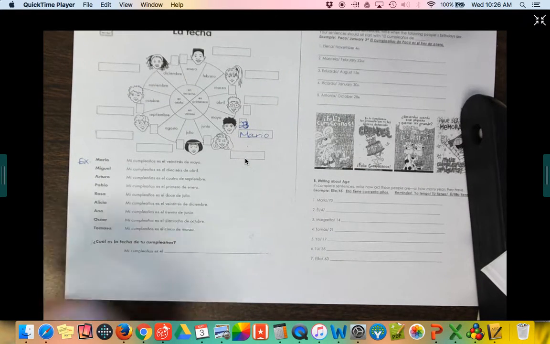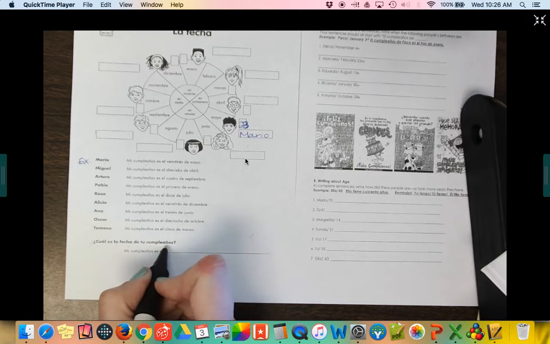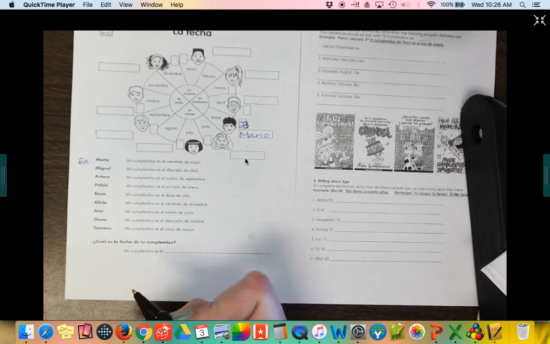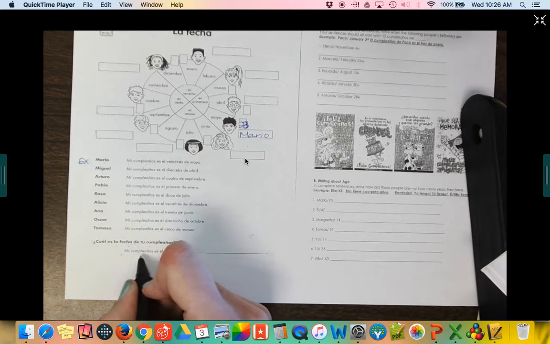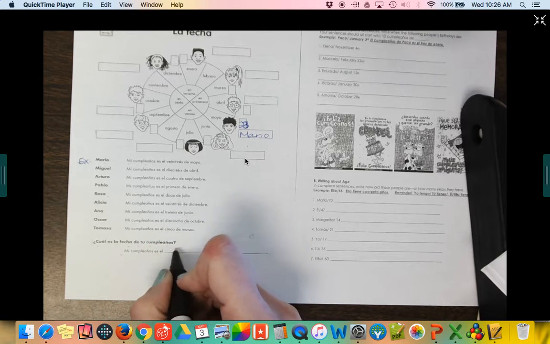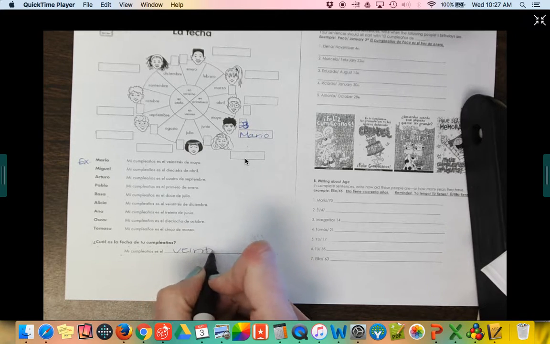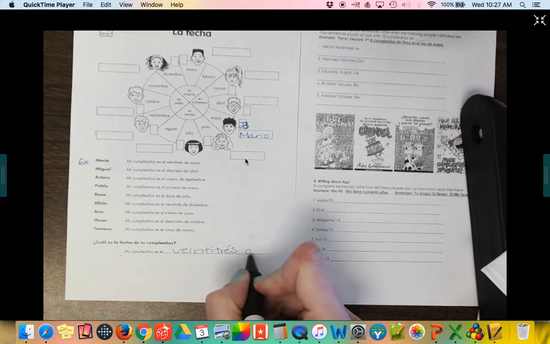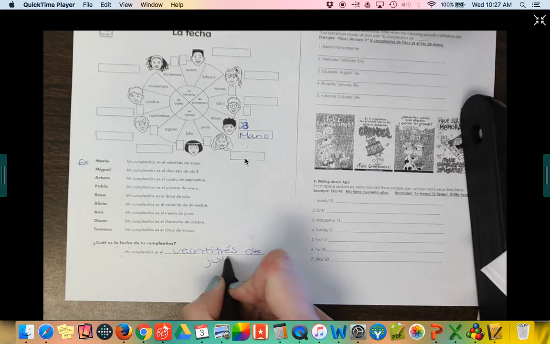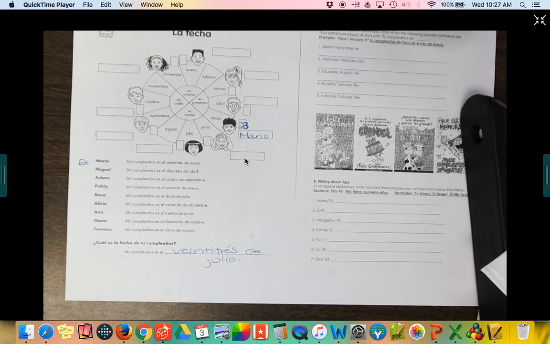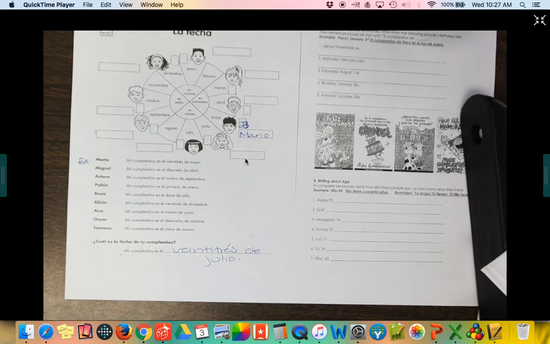Okay. At the bottom, ¿cuál es la fecha de tu cumpleaños? I'm just going to write an example for mine. Mi cumpleaños es el, notice I'm going to write out the number, 23 de julio. Go ahead and take a second and do yours now. Your cumpleaños, your birthdays. Write your birthday. Mi cumpleaños es el 23 de julio. I'm going to give you about 30 seconds to do that.